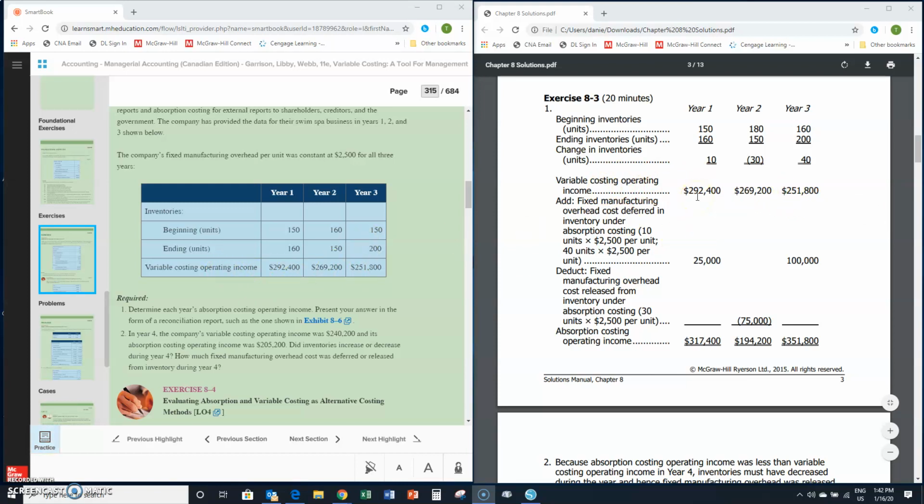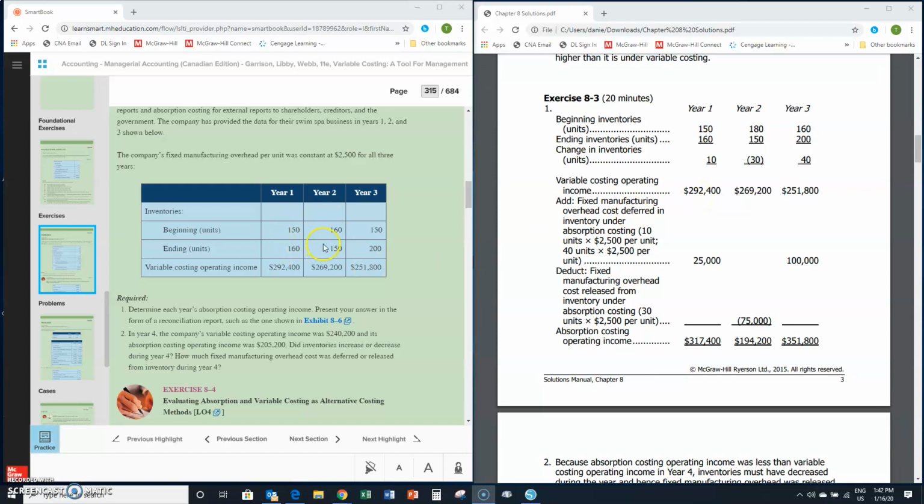Then we have to look at what happened to inventory. We're given the information here, so we're just going to summarize it up above. In year 1, we had beginning inventory of 150 units. Our ending inventory was 160 units. So our inventory increased by 10 units. If our inventory increased, that means there were fixed manufacturing overhead costs attached to those 10 items of inventory, and that cost was deferred to a future period.